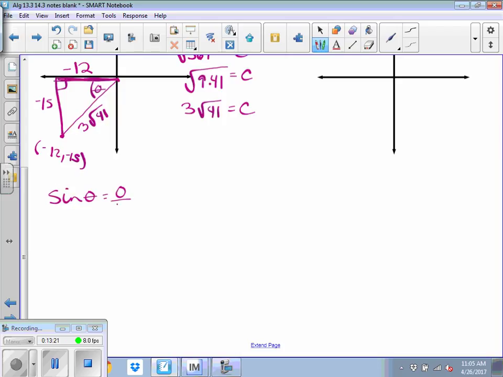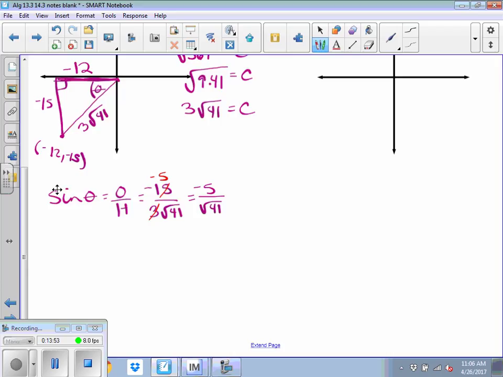Sine of theta is opposite over hypotenuse. Opposite is -15. Hypotenuse is 3 square roots of 41. Before I get rid of that square root, I need to ask myself, can I simplify this? Yes, I can. 15 and 3 can both be divided by 3. Correct? Yes. So this becomes -5 over the square root of 41. Now I can fix it.